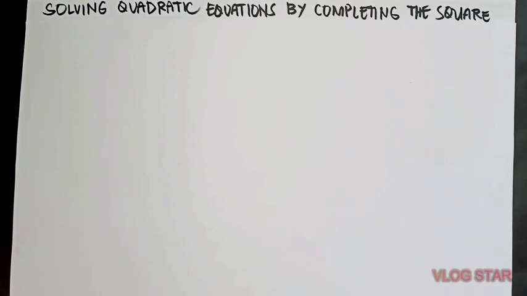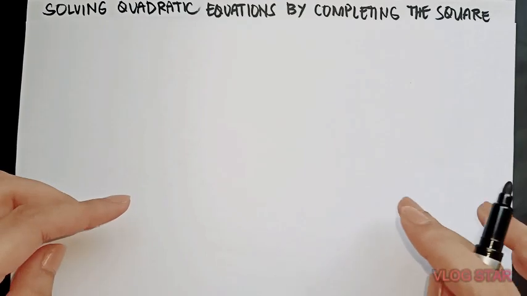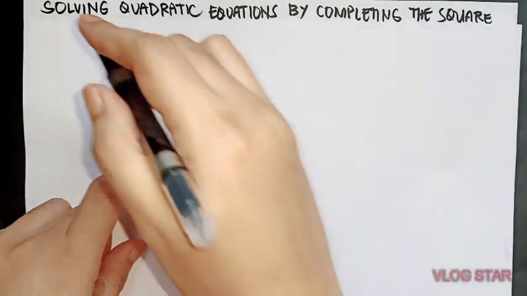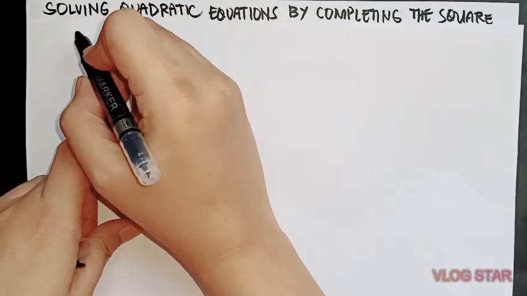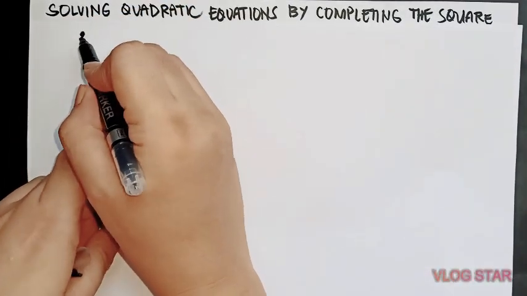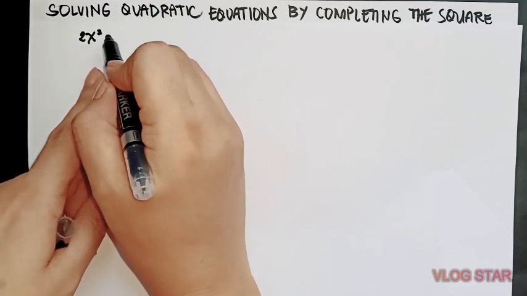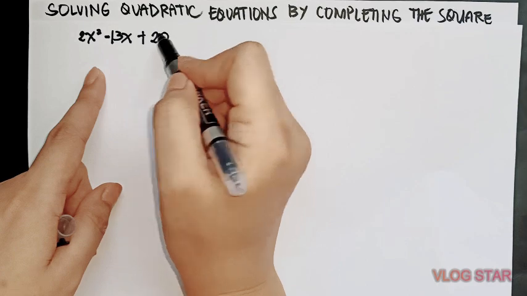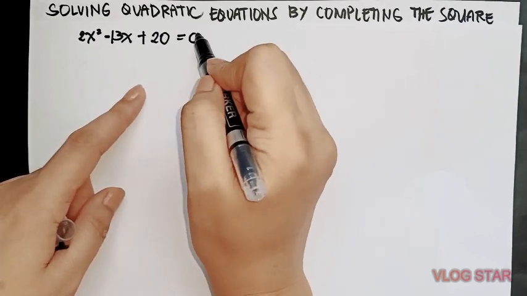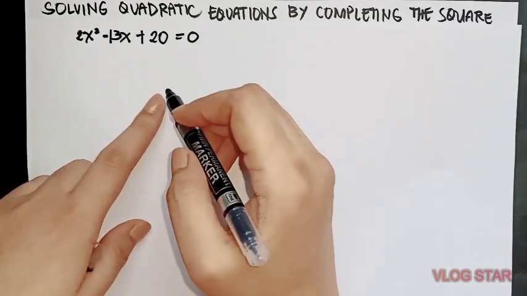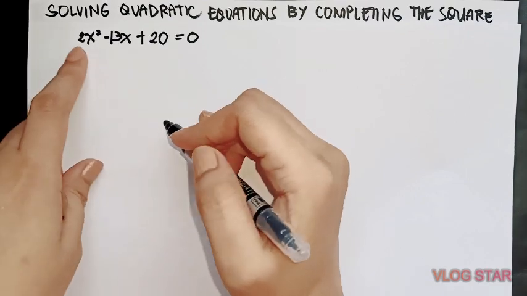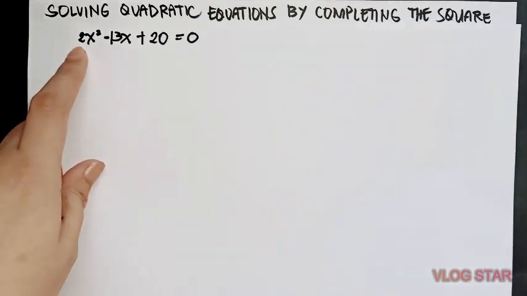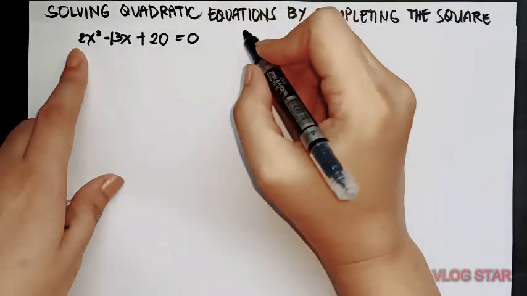Another example in solving quadratic equations by completing the square. If we have 2x squared minus 13x plus 20 equals 0, how can we solve this? Again, the value of a is 2, and this is greater than 0.